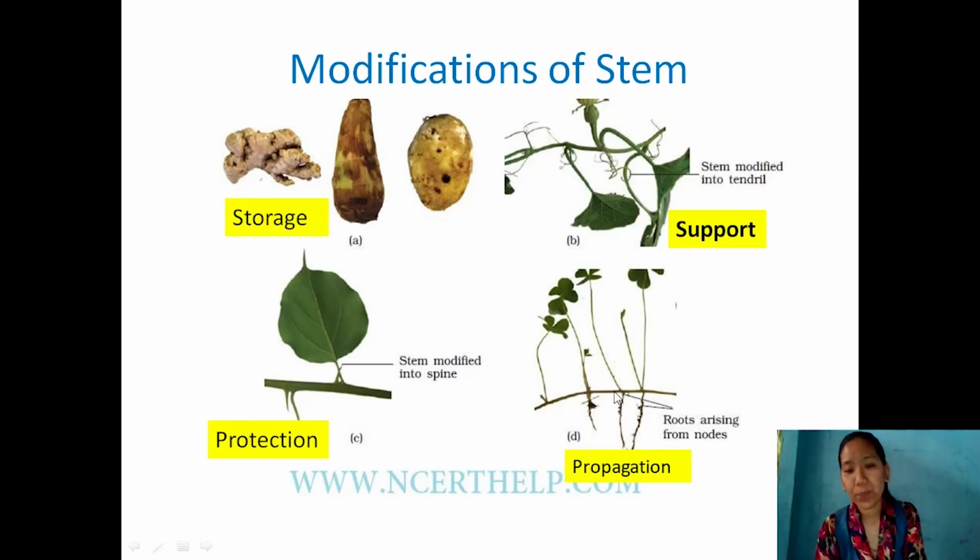Again here you see that the stem also helps in propagation. For example, here is a stem which grows horizontally, and at the point of the node there is a development of the root system, and then the shoot arises. When you cut each one separately, they grow into an individual plant, thus forming many plants.